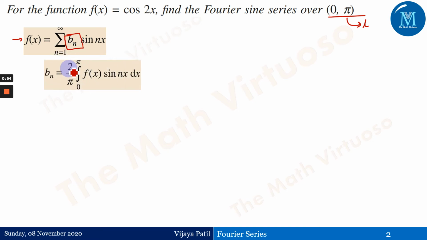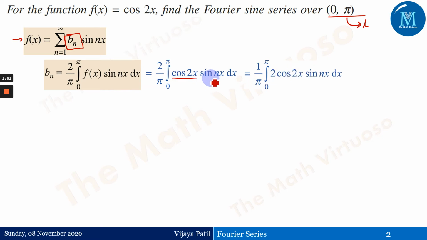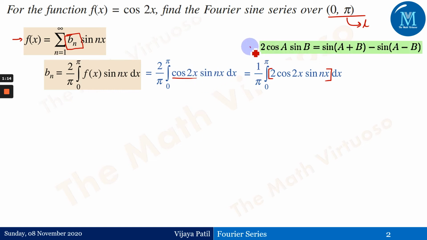So b n, the formula is 2 by pi integration 0 to pi f of x sine of nx dx. This f of x is nothing but cos of 2x sin nx. This is equal to 1 by pi times 2 cos 2x sin nx, because we wanted to use a trigonometric formula, and that is the reason we have combined this 2 with these two functions. What is the formula? We have used it many times in our sessions. This is 2 times cos of a into sine of b equals sine of a plus b minus sine of a minus b, where in this question we have capital A as 2x and capital B as nx.